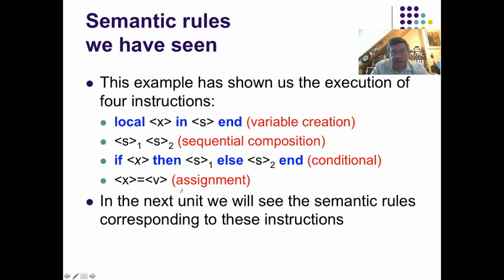So what we have seen in this example is four instructions. The local instruction, which is called variable creation, the sequential composition instruction, the conditional instruction, and the assignment instruction. So we've seen examples of this. In the next unit, we will see the actual semantic rules that correspond to this execution.